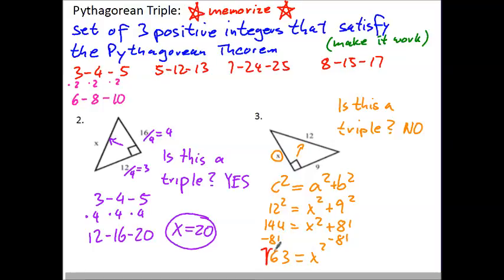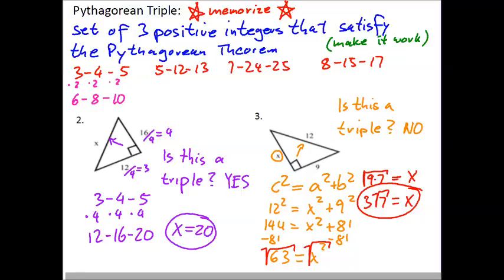Taking the square root of 63, the square root of 63 is not a perfect square, but it does have a perfect square in here, which is 9. 9 times 7. The square root of 9 times 7 is equal to x. In other words, 3 times the square root of 7 is equal to x. And this is the length of the missing side.